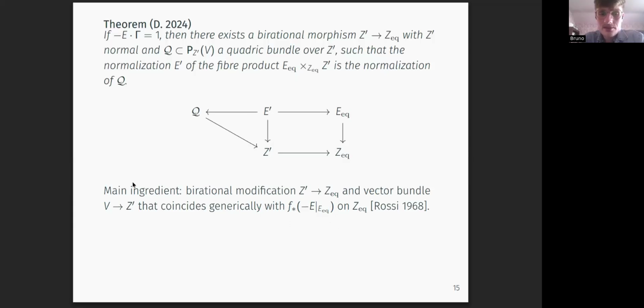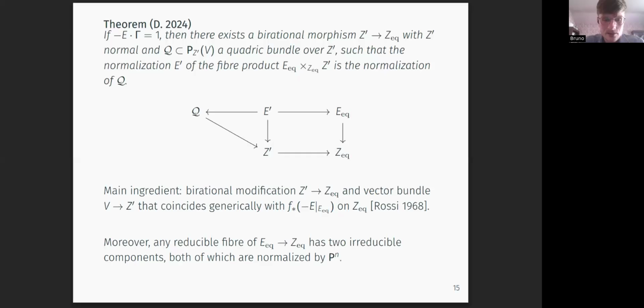And this vector bundle that you have, if you projectivize it, then you obtain this bundle in which the quadric bundle is constructed. Okay. Moreover, we have a behavior which is very similar to the behavior of a regular quadric bundle. So this applies to EX over ZX. If I have a fiber which is reducible, so more than one component, then it has two irreducible components, right? And both components are normalized by Pn.